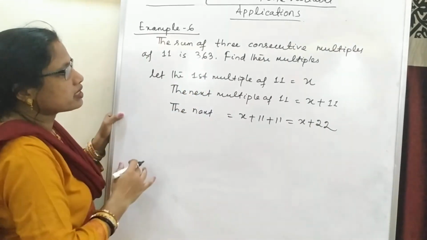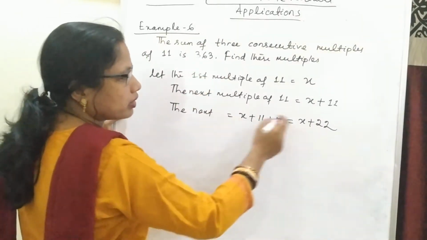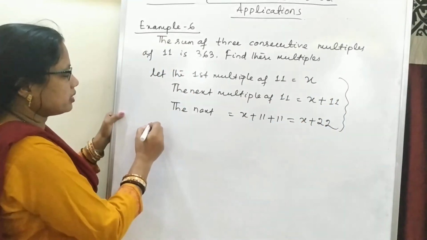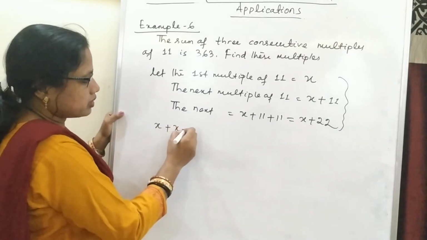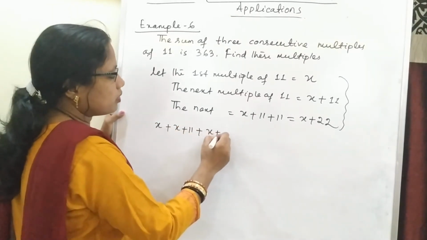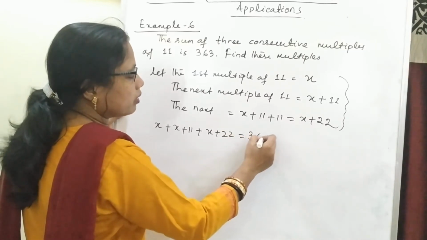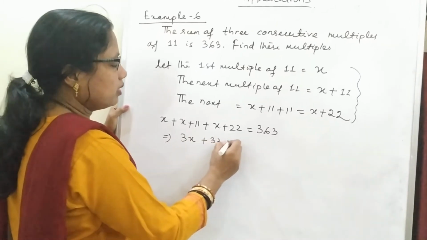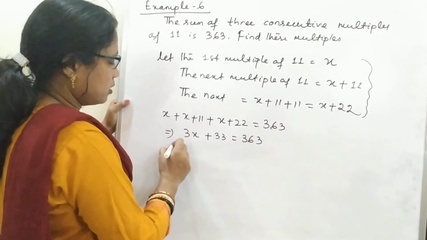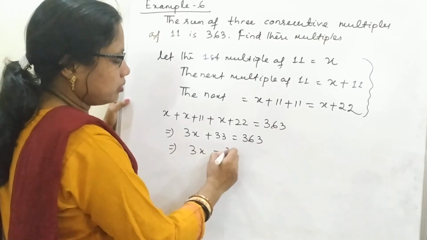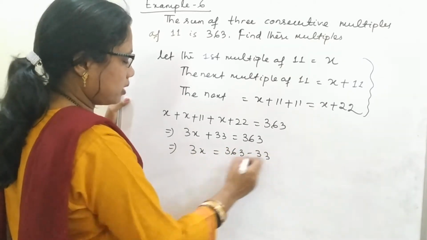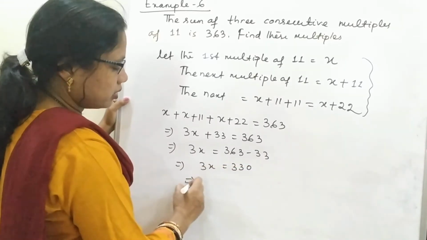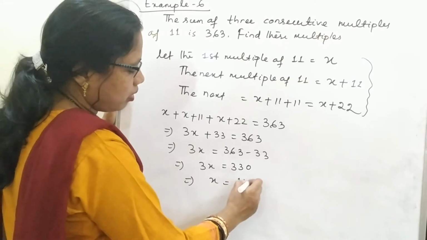And in this question it is given that their sum is 363. That means the sum of these 3 multiples is 363. So x plus x plus 11 plus x plus 22 is equal to 363. So this implies 3x plus 33 is equal to 363. So 3x is equal to 363 minus 33. So 3x is equal to 330. So x is equal to 110.